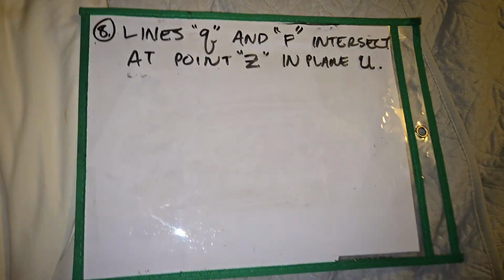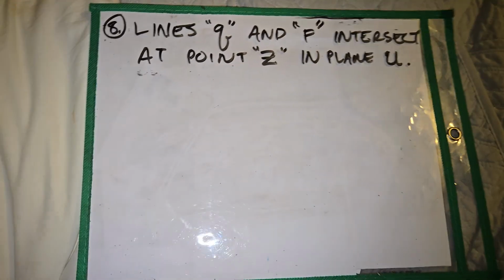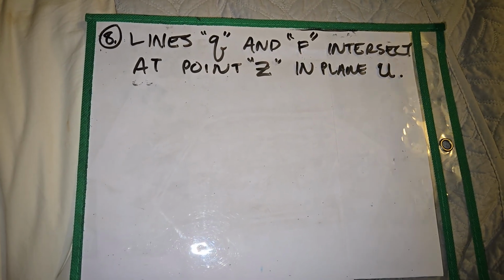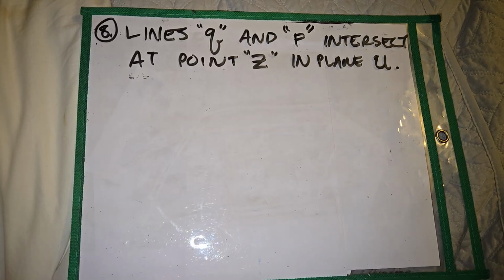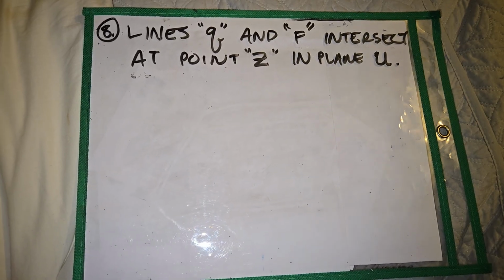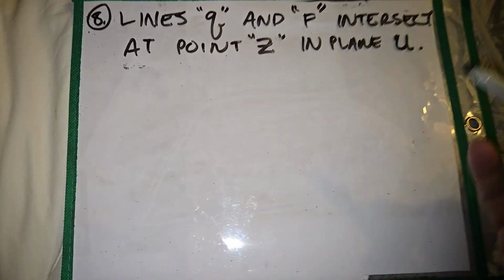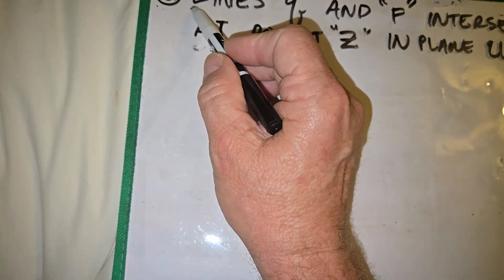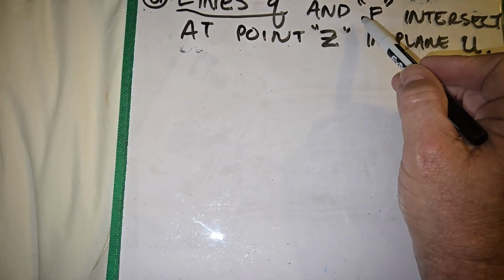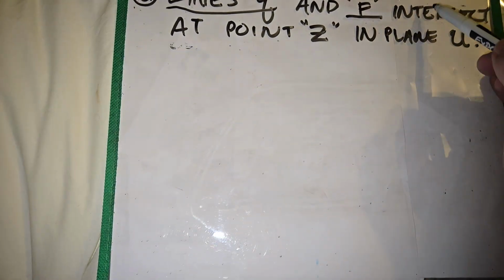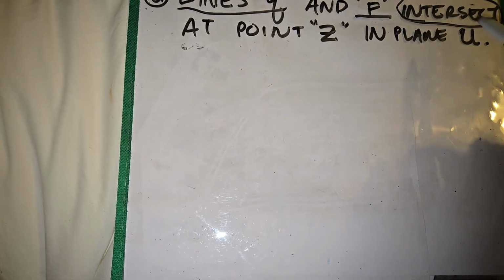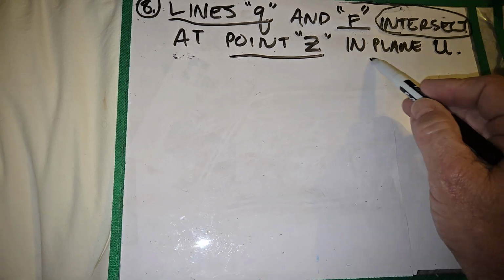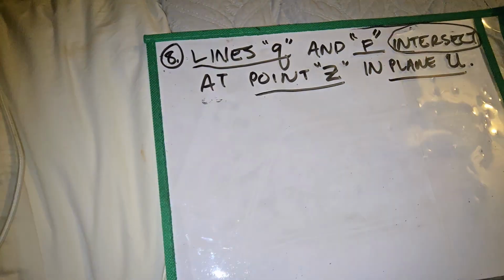All right, guys, this is number 8 on the homework from tonight. It says lines Q and F intersect at point Z in plane U. So what do we know? Let's go ahead and circle our key information. We have a line Q and we also have a line F, and they intersect. Y'all know what that means from Algebra 1, at point Z in plane U. So that's all our key information.